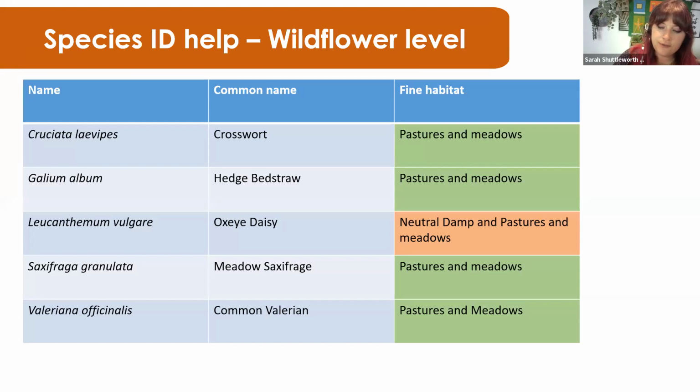So we're going to go through a few species at wildflower level now. And remember, these are the species that weren't covered previously last year when we covered this habitat type with Dominic Price. So I've just filtered through, seen which ones that he didn't cover and thought, right, I'm going to focus on these. So first of all, we're going to go through quite a few from the pastures and meadows and just one species that's in both of those. So we've got crosswort, hedge bedstraw, oxeye daisy, meadow saxifrage, and common Valerian.